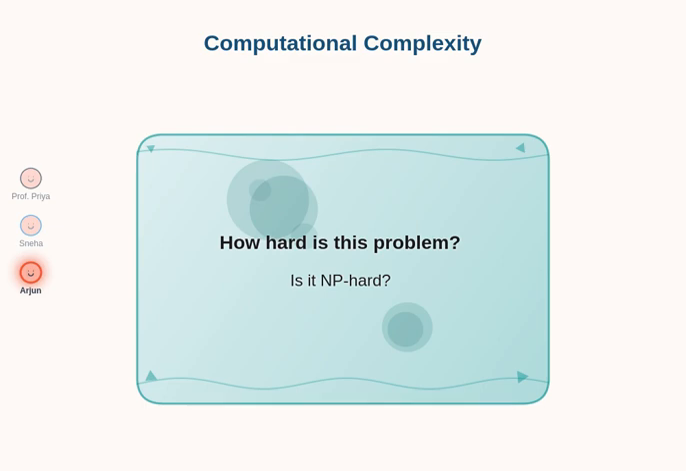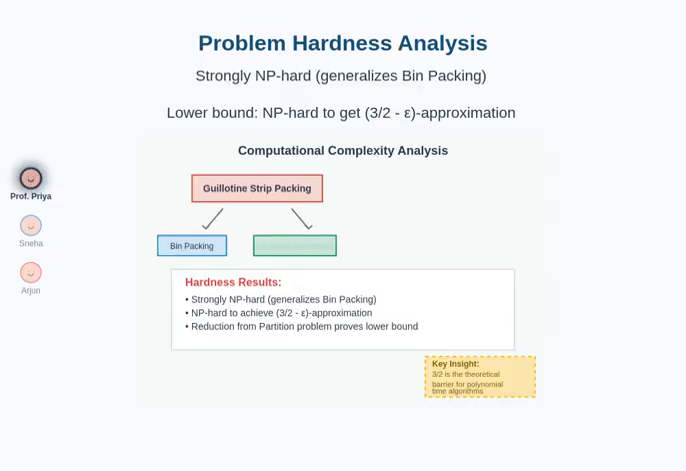Given that this generalizes bin packing, I'm guessing this problem is computationally hard. What's the complexity? Exactly right. The problem is strongly NP-hard since it generalizes both bin packing and Makespan minimization. Due to a reduction from the partition problem, it's NP-hard to achieve better than a 3/2 minus epsilon approximation.